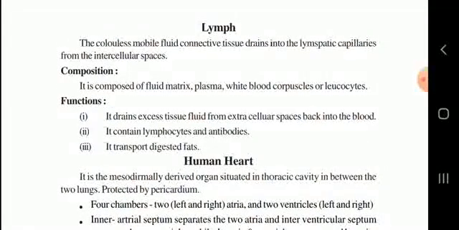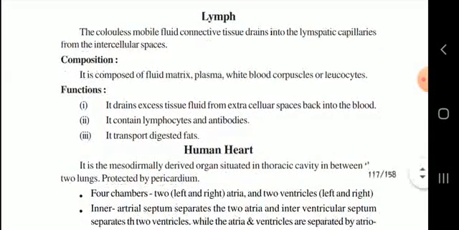It transports digested fats, it contains lymphocytes and antibodies, and it drains excess tissue fluid from the extracellular spaces back into the blood.